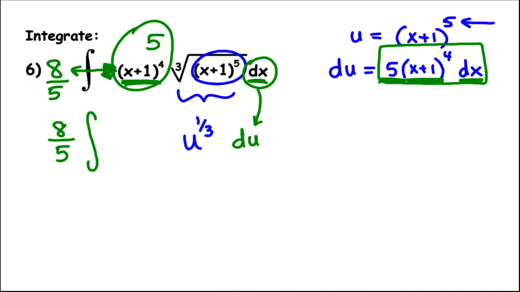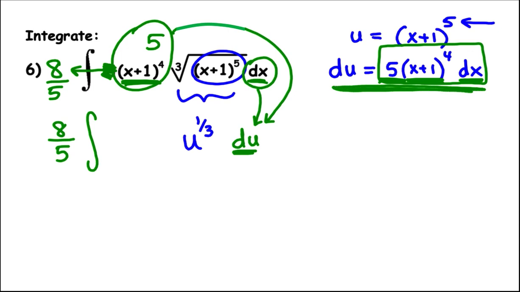I'll put arrows coming down. All that stuff just changed into this du right here. How do I know that? Well, I wrote it myself right here. It says du is the same thing as all that stuff. Look at how much easier my problem looks now than that awful thing I started with. The cube root and the 4th powers are gone. Now I just have to integrate it.